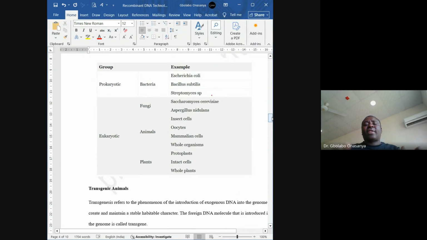So examples of bacterial hosts are E. coli, Bacillus subtilis, and Streptomyces species. If you can use fungi, we have fungi too. Examples of fungi are Saccharomyces cerevisiae and Aspergillus nidulans. Insect cells too, so we have eukaryote cells that you can use.